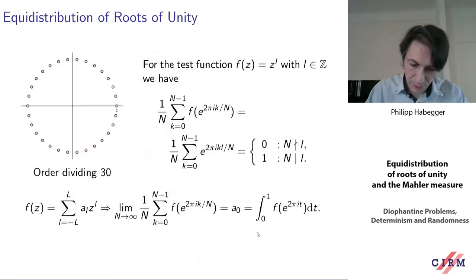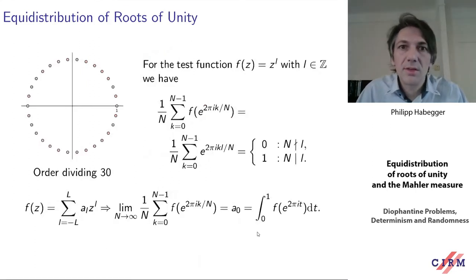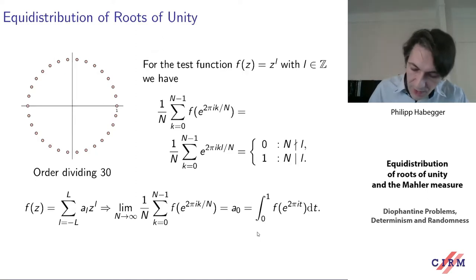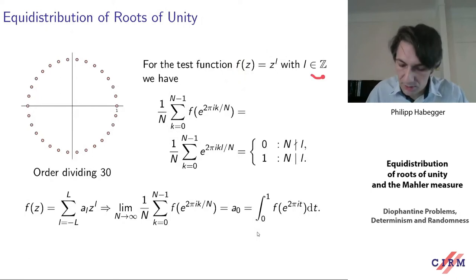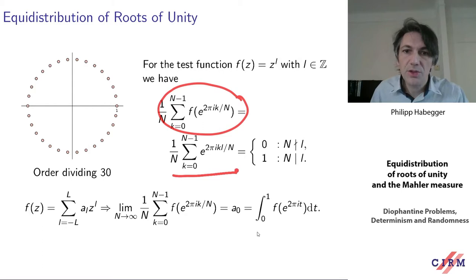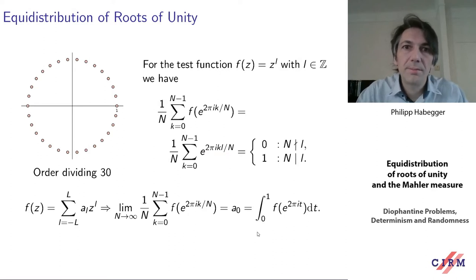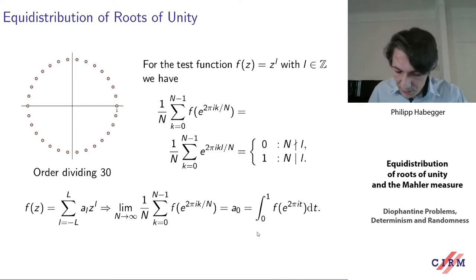Let me just give you an idea how the proof works, because we'll see arguments like this later on in a more sophisticated way. So let's see what happens if we take a very basic function, f takes z to the lth power, where l is some integer. Now our average simplifies to this geometric sum. We're just taking the sum over k from 0 to n minus 1, and then upstairs in the exponent, we have e to the 2 pi i k l over n. As one learns in first year calculus class, or even earlier, how to compute sums like this: if n happens to be a divisor of l, of course, all terms will be 1, and so the average will also be 1. And if not, if n is not a divisor of l, then the geometric sum formula tells us that this sum vanishes.